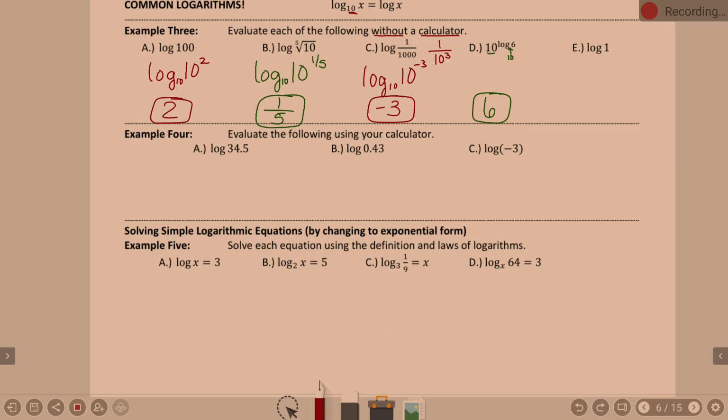Log of 1, any base, is? 0. Okay, getting the basics? Yep.